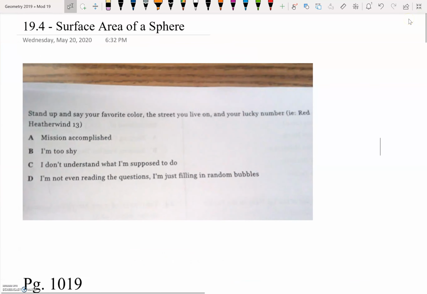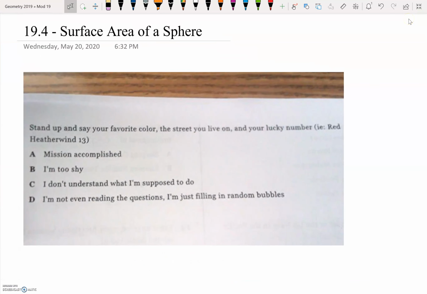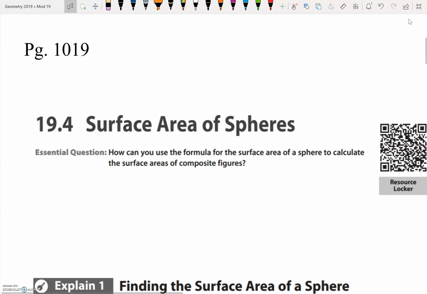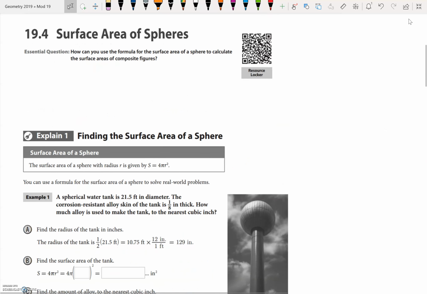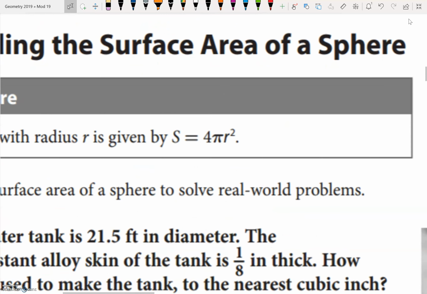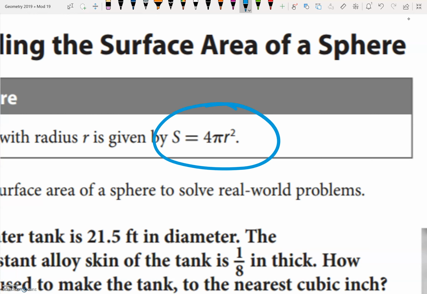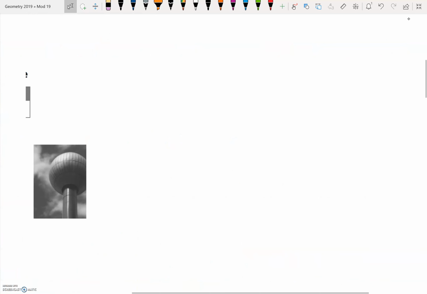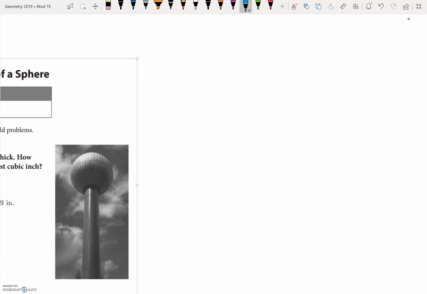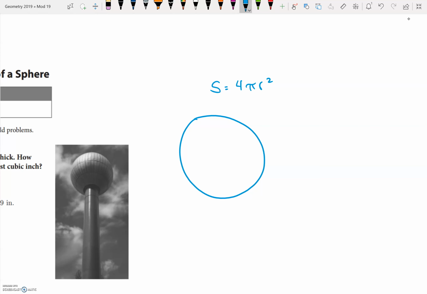And on to the last section of the year. We are doing the surface area of a sphere. Rhyme intended. Not really. The surface area of a sphere is 4 pi r squared. And so, let's go ahead and draw a sphere over here. If the surface area is 4 pi r squared, then what is the surface area of a hemisphere?